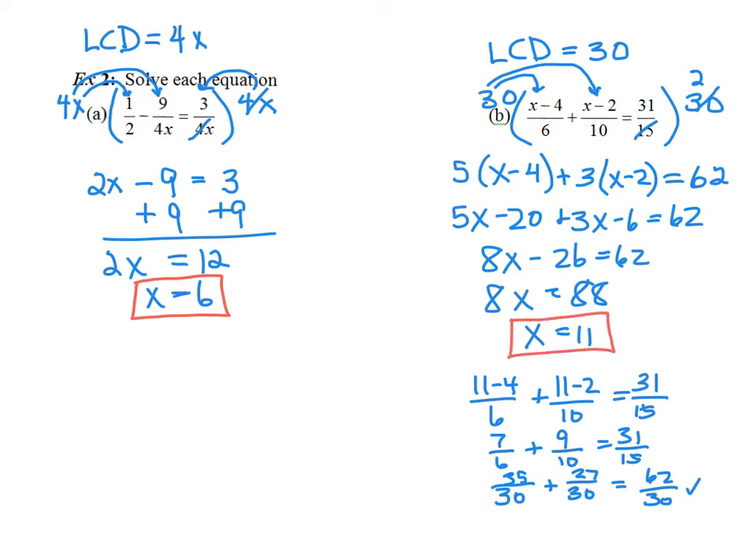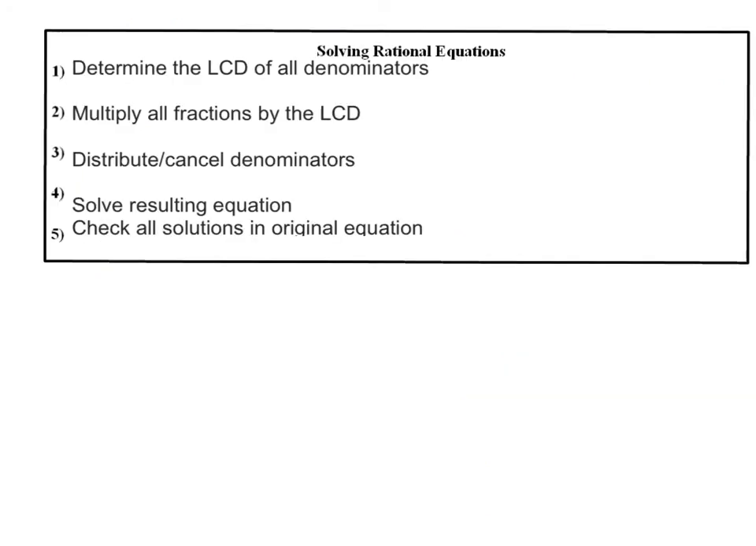So let's take a look at the steps that we used in order to solve these equations with multiple fractions. Now take some time to please fill in your notes, so you might need to pause the video. Our first step to solving these rational equations was to decide what is the least common denominator of all of my denominators in the equation. When I find that least common denominator, I'm going to multiply every single fraction by that least common denominator.